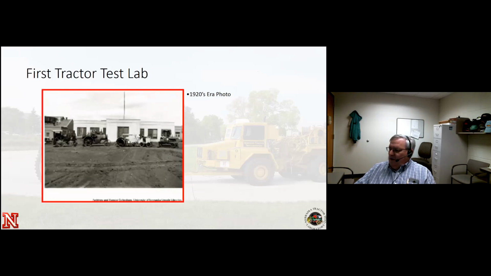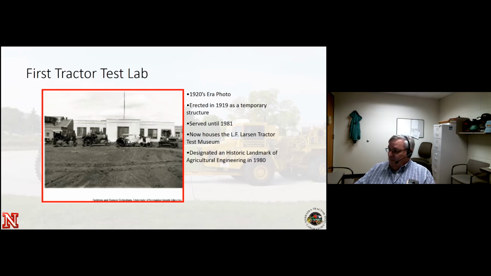So this was the first tractor test lab. It's shown here in the 1920s. It was put up in 1919 as a temporary structure. They tried very hard to get a tractor test in 1919, but it was late in the year and the weather went bad. It actually served as the tractor test lab until 1981, and it is still existent today, housing the Lester F. Larson Tractor Test and Power Museum.